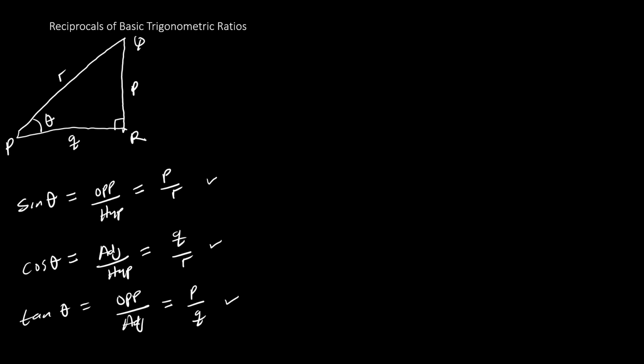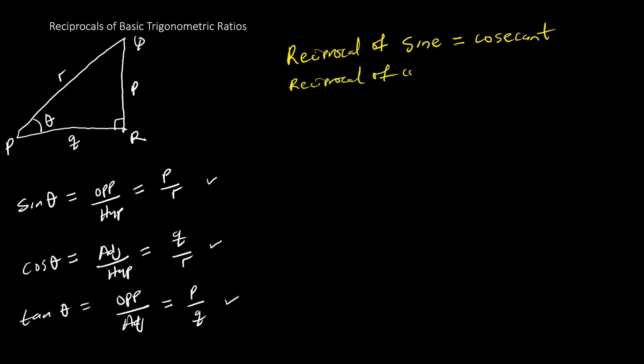Now to look at reciprocals of these trig ratios, that is the reciprocals of sine, cosine, and tan. Fortunately for us, the reciprocals all have names. So the reciprocal of sine is called the cosecant. The reciprocal of cosine is called the secant. And the reciprocal of tangent is called the cotangent.